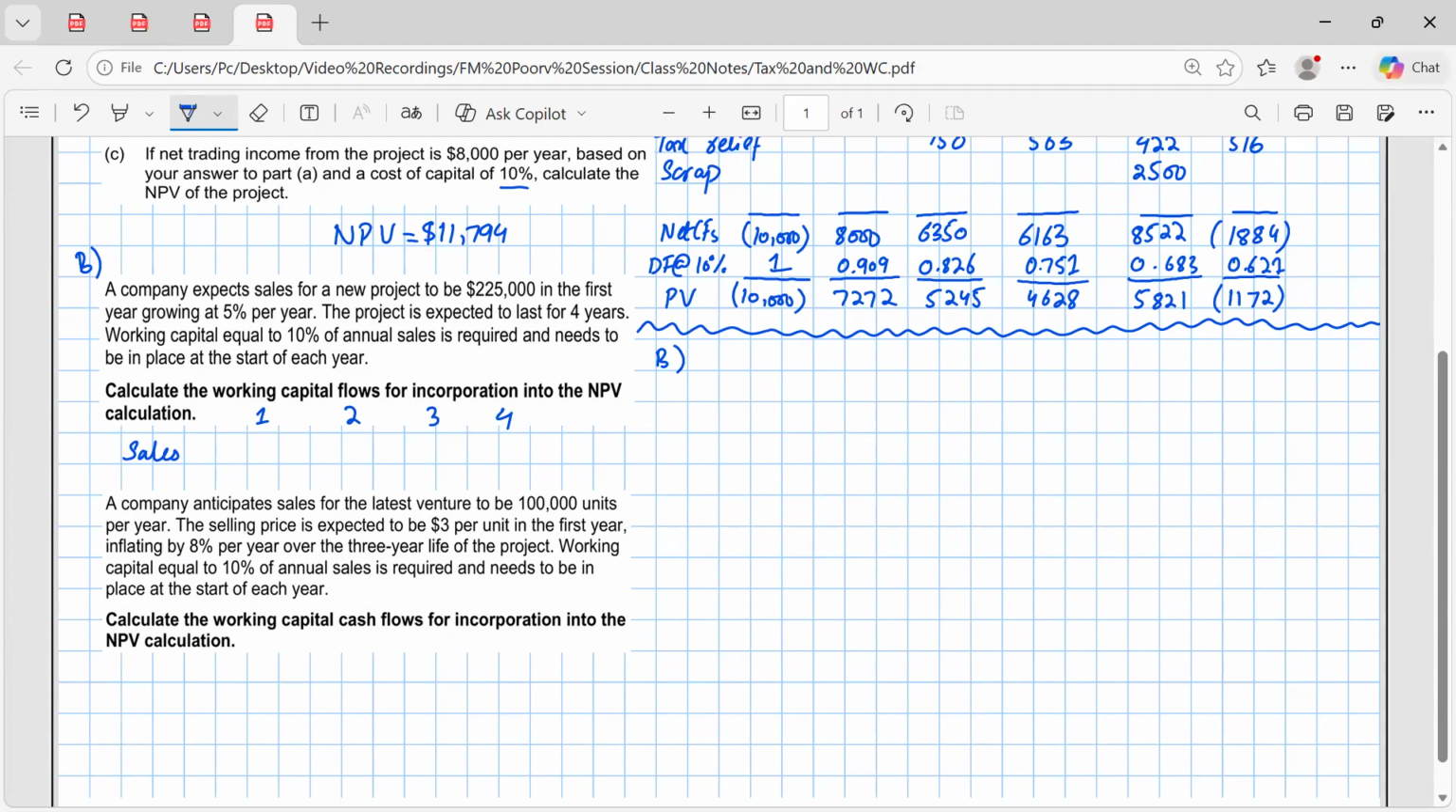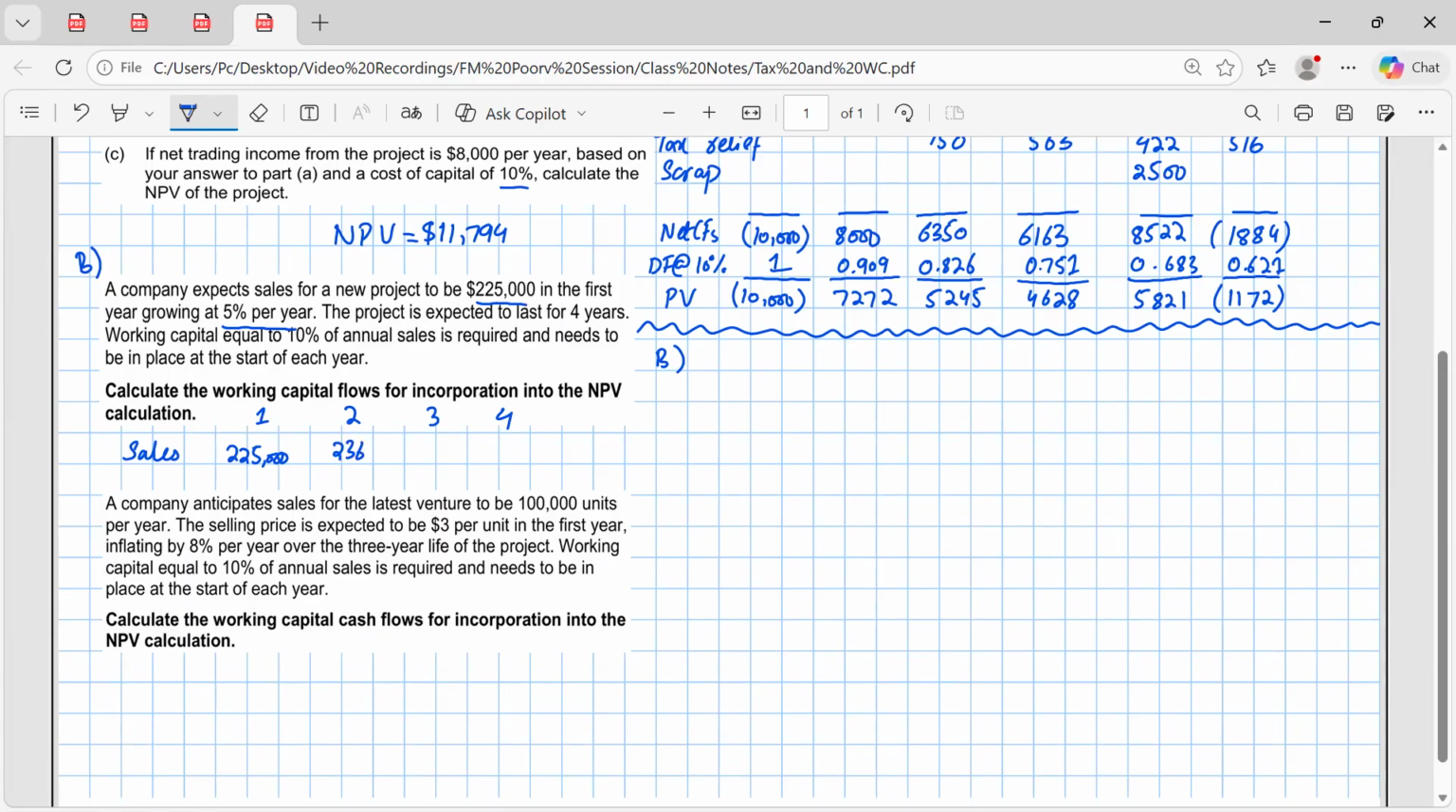Now here the working capital is equal to 10% of annual sales. So it means that we have to calculate the sales, right? And in the question it is mentioned that the sales are 225,000 for the first year, and then they will grow 5% each year. So the first year sales is going to be 225,000. Tell me what will be the sale for year two. It's growing 5% each year.